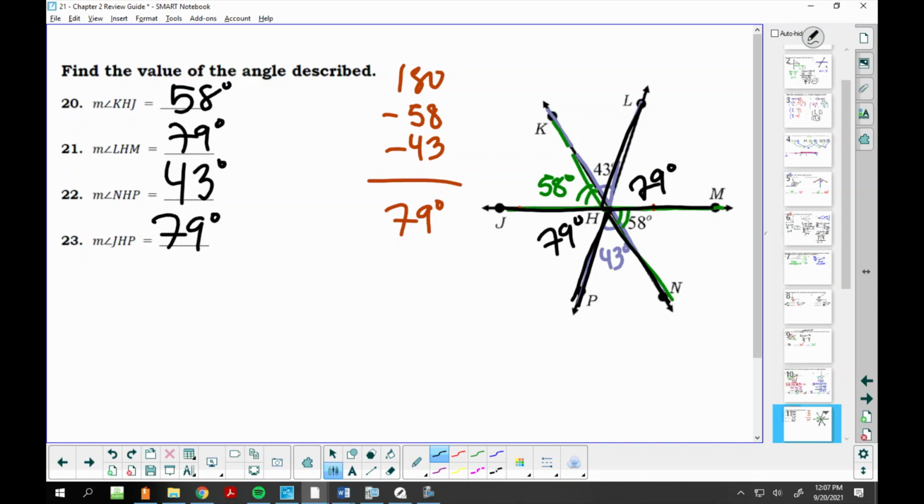Any questions on that one? So again, we use vertical angles and then we use a linear pair. So you guys have something like that in that homework assignment.